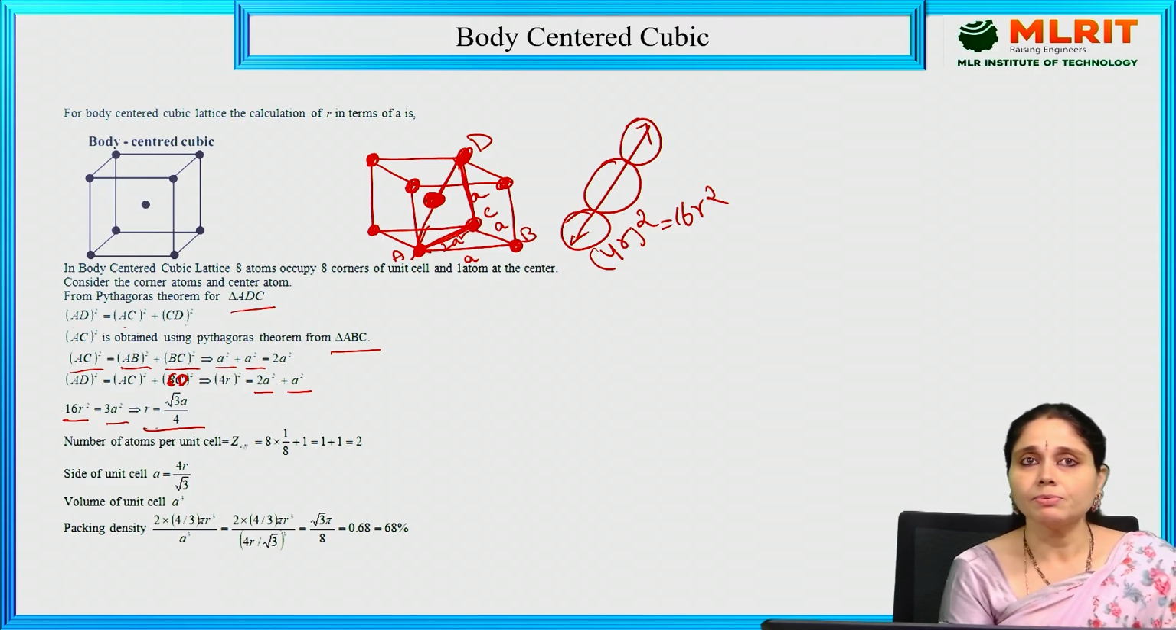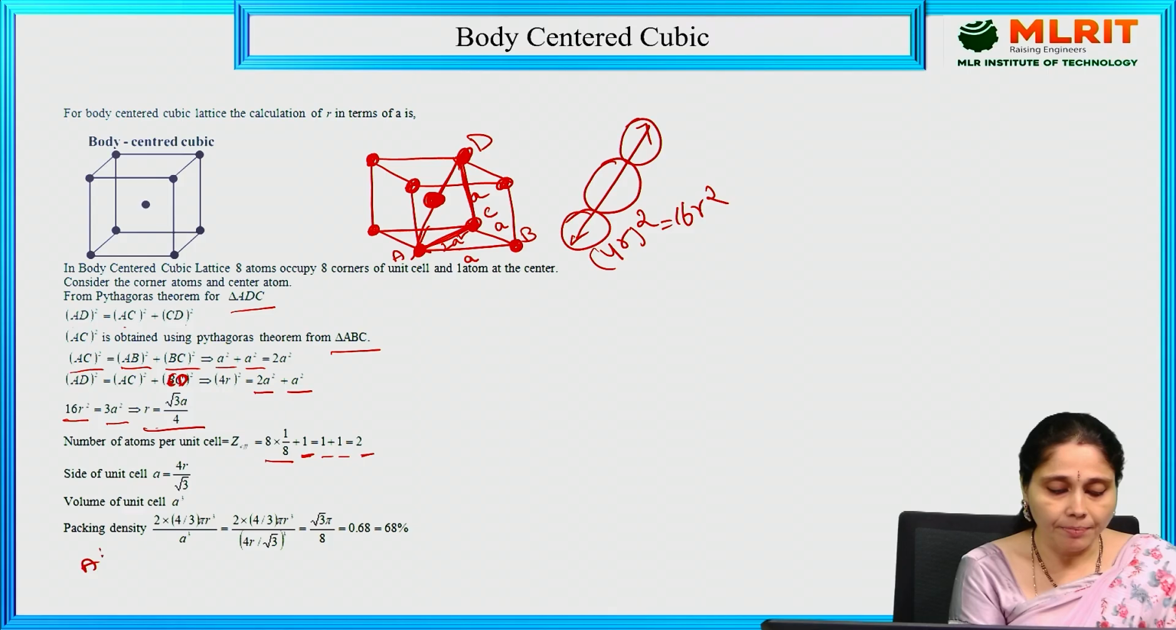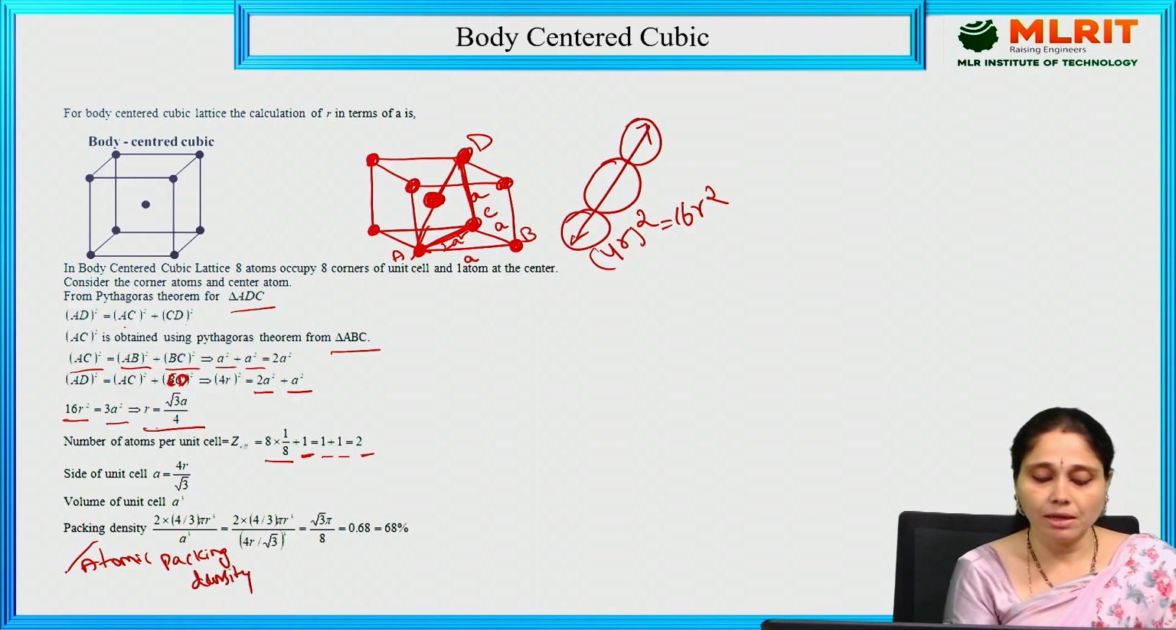Okay, number of atoms per unit cell, as we already noted in the previous lecture, that is 8 into 1 by 8, 8 atoms at 8 corners of the unit cell, plus 1 atom, the body centered atom, that is equal to 1 plus 1, that is equal to 2 atoms. So the side of the unit cell A is equal to 4r by root 3. From this, volume of unit cell is A cube. So the packing factor or atomic packing density, both are the same.